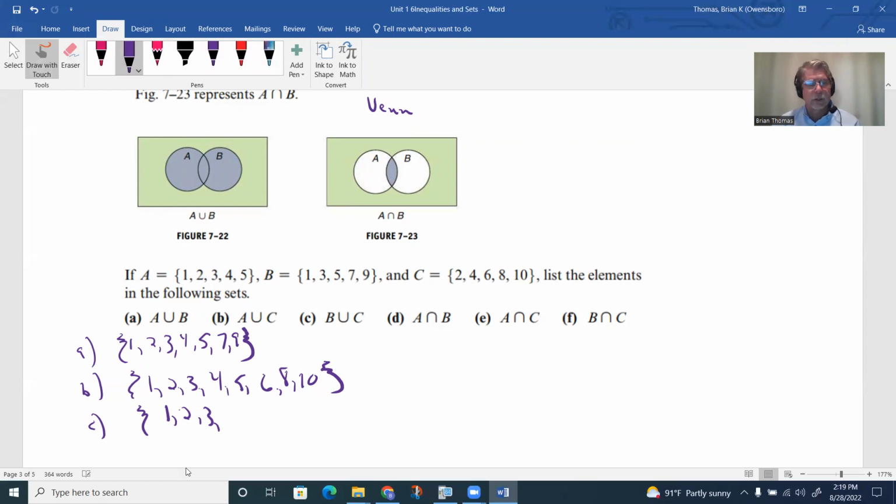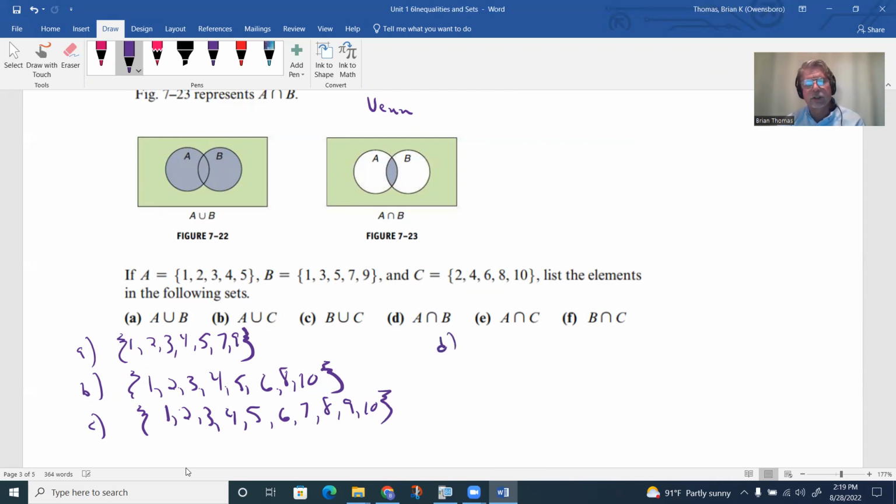So 1, 2, 3, 4. So good. B union C. So 1, 2, 3, 2, 4. We have 5, 6, 7, 8, 9, and 10. So that should be B union C. Let's just put the elements together.